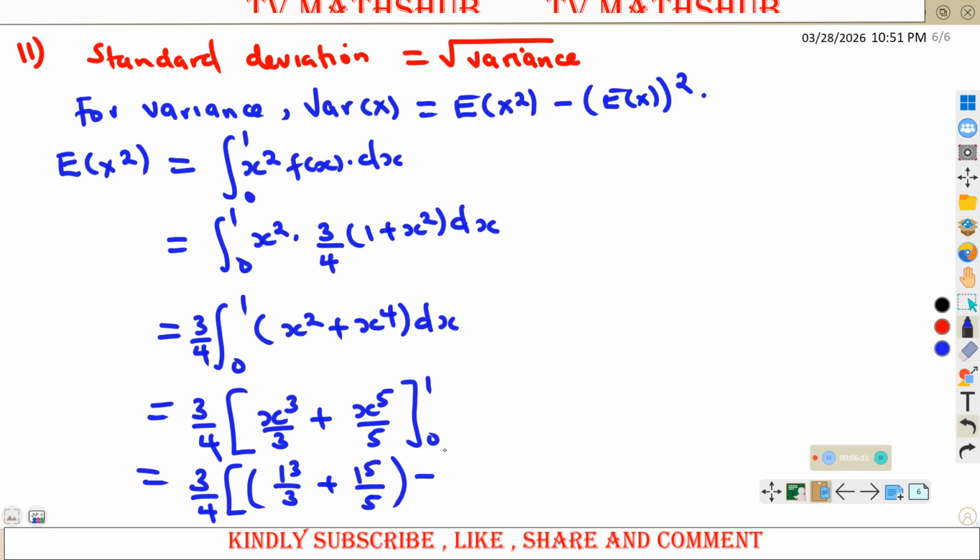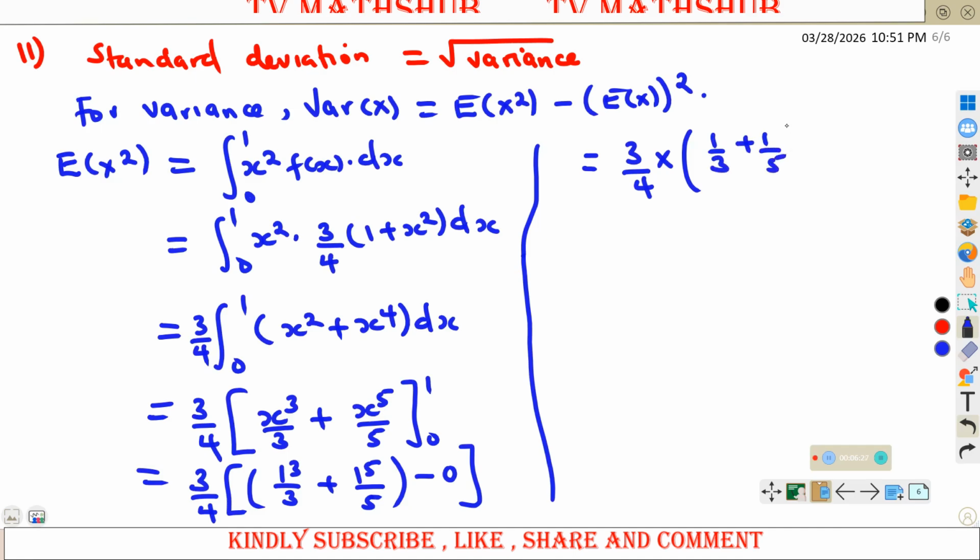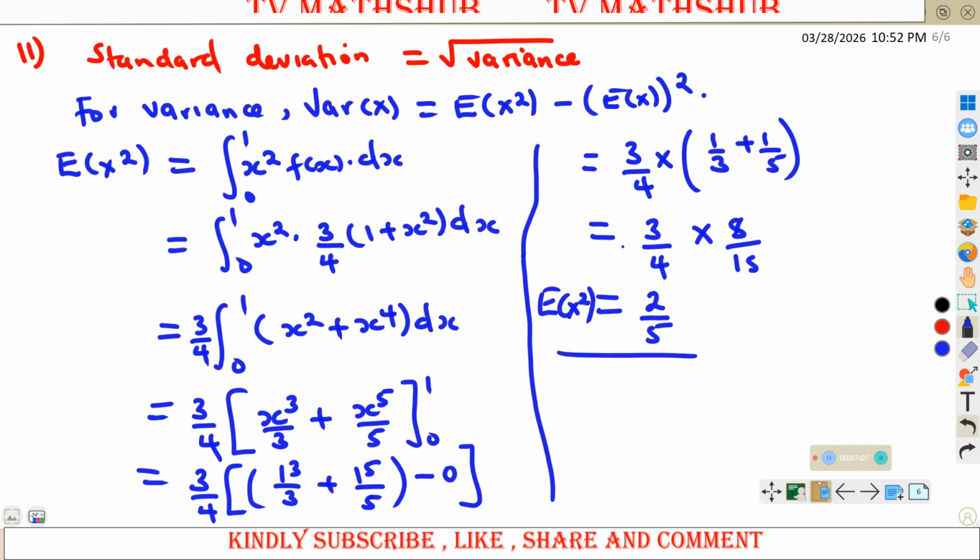We would subtract when we put the lower limit, but the lower limit is 0. So this is the same as 3 divided by 4 times (a third plus 1 over 5). A third plus 1 over 5 gives us 8 over 15. So we have 3 over 4 times 8 over 15. By 3 is 1, by 3 is 5, by 4 is 1, by 4 is 2. So we have 2 over 5. So this is the expectation of X squared. The expectation of X squared will be that.